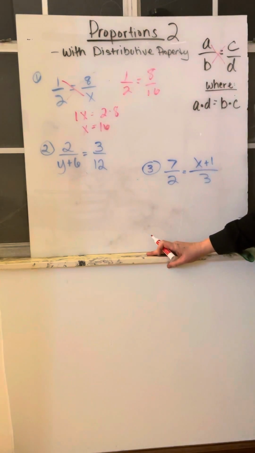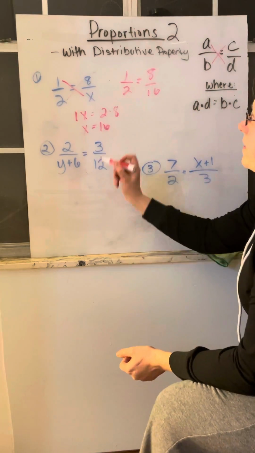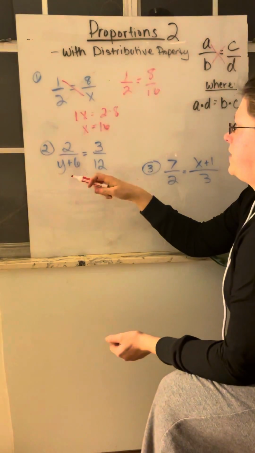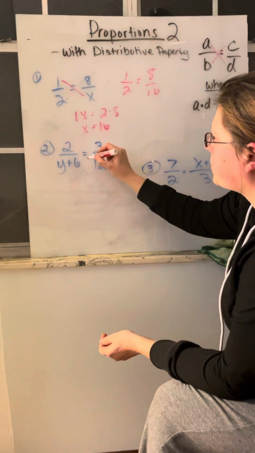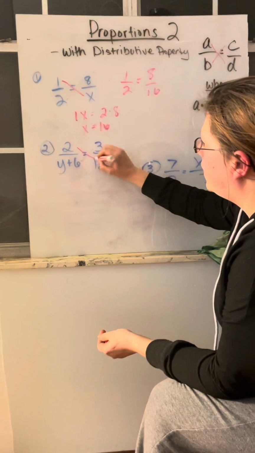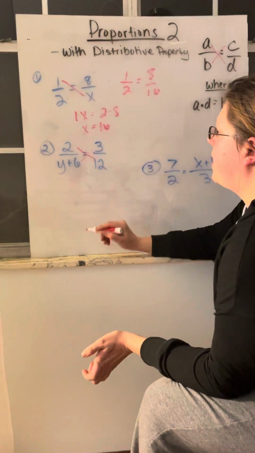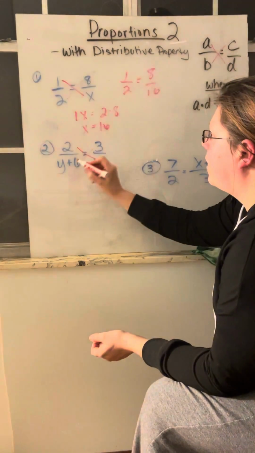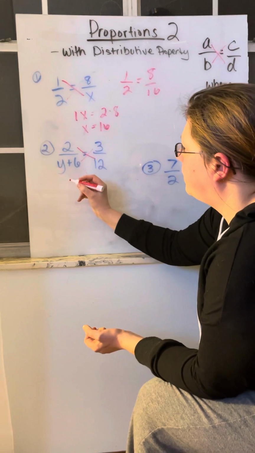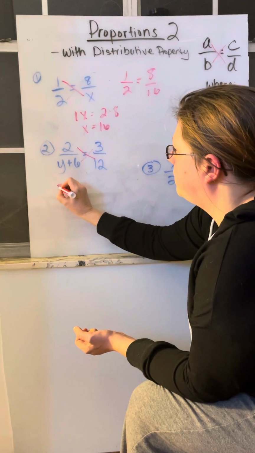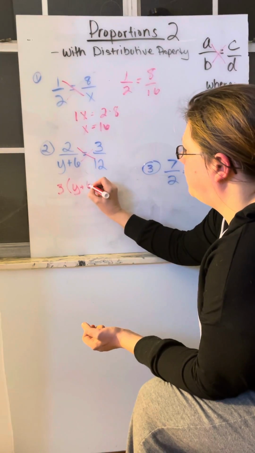Now we're going to add in another skill, which is distributive property. So if I have something like this, where I have 2 over y plus 6 equals 3 over 12, I again just cross multiply, okay? So again, I can do this first or this one, it doesn't matter. I think I'll start on the bottom this time. So I have y plus 6 times 3, but the way I want to write that is this. I want to write my 3 first. 3 times y plus 6.